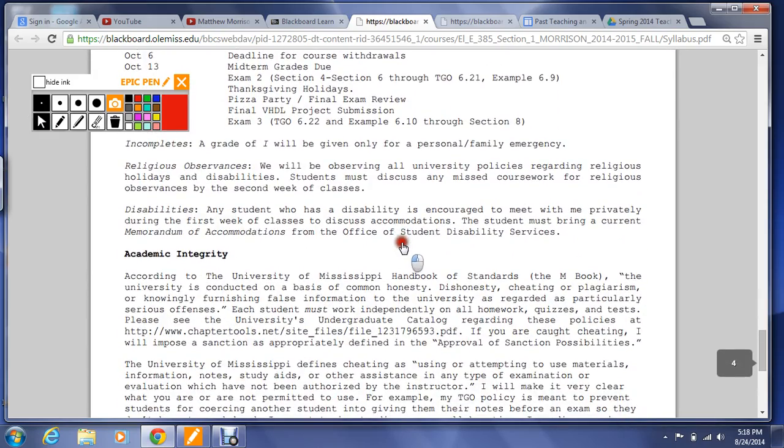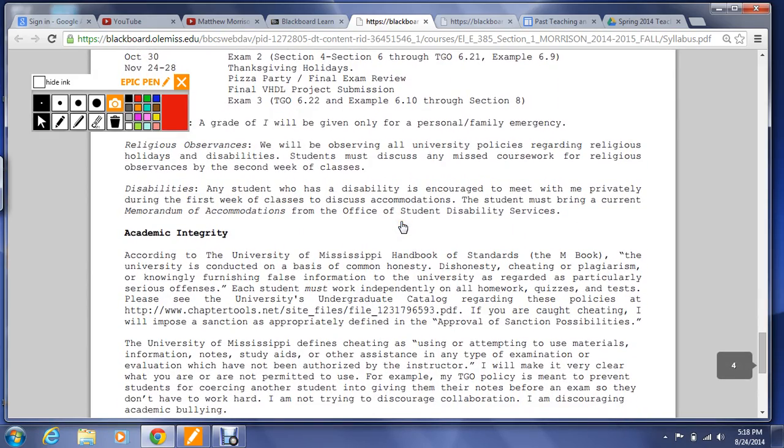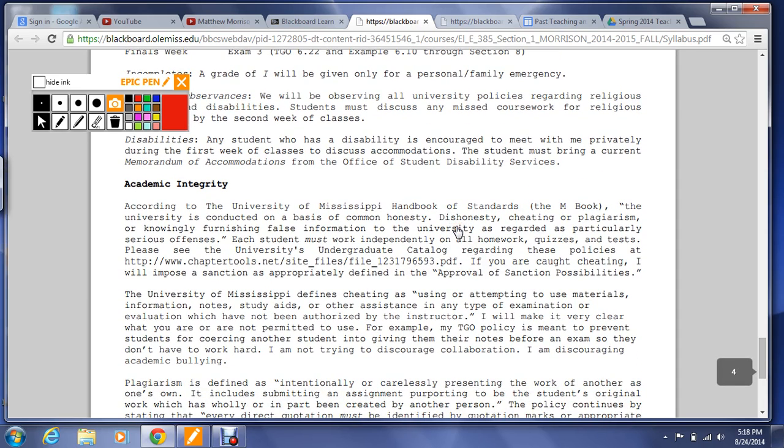Okay, so number 9, state how the University of Mississippi defines cheating. The general version, you understand: don't cheat. The University of Mississippi defines cheating as using or attempting to use materials, information, notes, study aids, or other assistance in any type of examination or evaluation which have not been authorized by the instructor. I will make it very clear what you are allowed to use and not allowed to use. Again, my TGO policy is meant to prevent students from coercing another student into giving them their notes before an exam so they don't have to work hard. I am not trying to discourage collaboration. I am discouraging academic bullying.